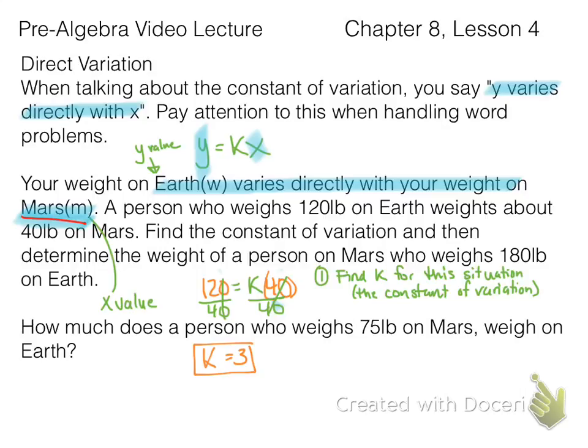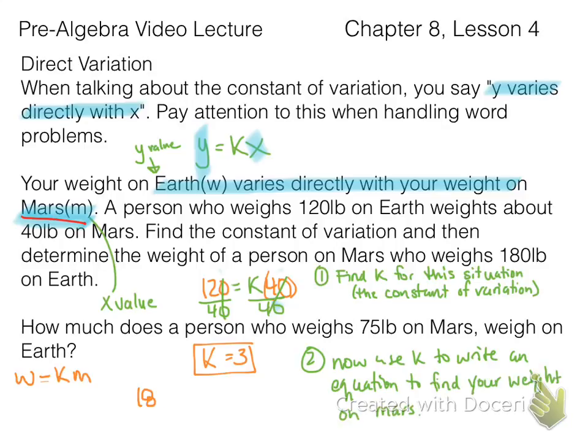Okay? So let's go ahead and do the next part, which is to find out how much someone weighs on Mars if they weigh 180 pounds on Earth. So we're now going to use K to write an equation to find out your weight on Mars. We're going to replace K with 3 and the fact that we weigh 180 pounds on Earth, which was W. So now we need to solve for M. Divide by 3, divide by 3. M equals 60, which means you're going to weigh 60 pounds on Mars if you weigh 180 pounds on Earth.